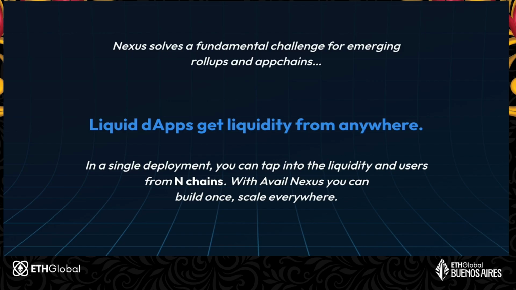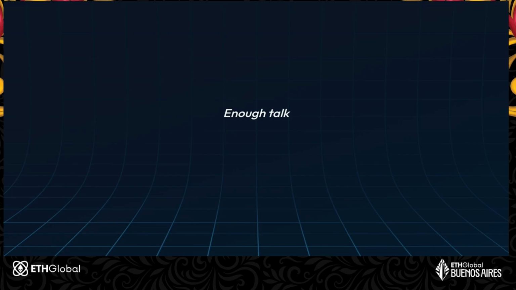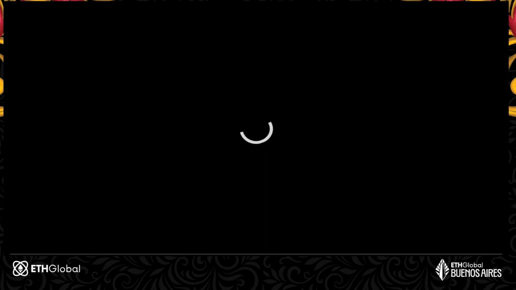I'm just reading the verbatim. With Avail Nexus, you can build once, scale everywhere. That's the one thing that I really like about having a dApp with Nexus enabled. And I'll show you some demos as well. This is also another slide which talks about dApps and then unchained dApps. We call them liquid apps, unchained dApps. The idea is you can take the liquidity, and it doesn't matter what the network is. Enough talk. Let's see it in action. There's a video.